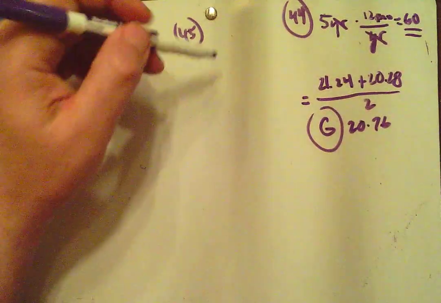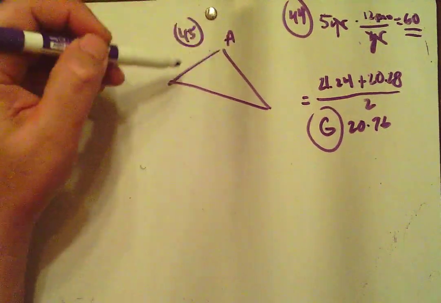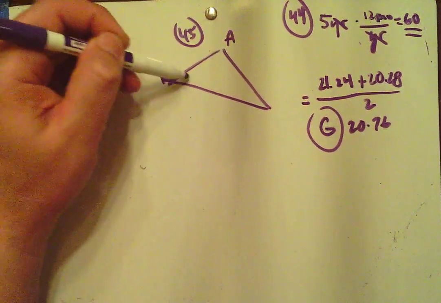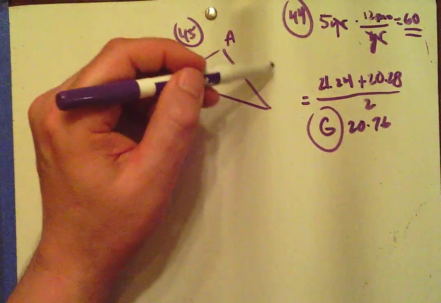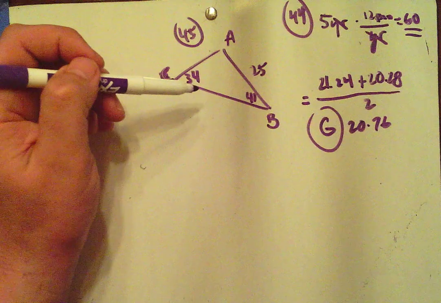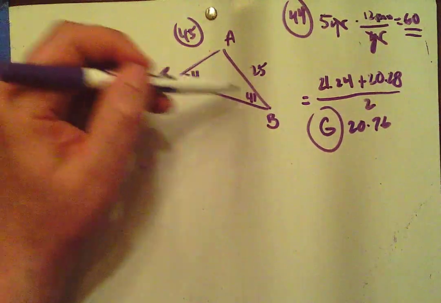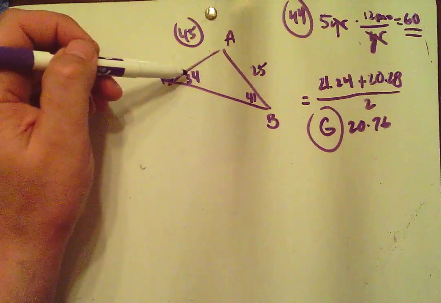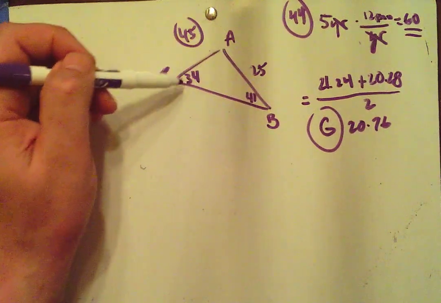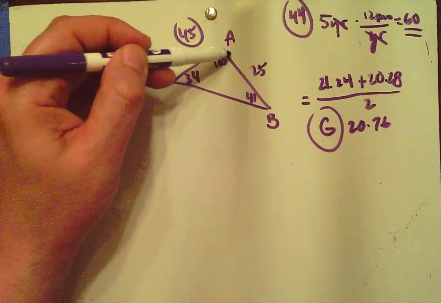Number 45 says that there's a triangle with A, C is 34, this is 25, B is 41. And so we get a situation, ooh, how big is this? Well, we know 180, and we've used 75, so this must be 105 in here.